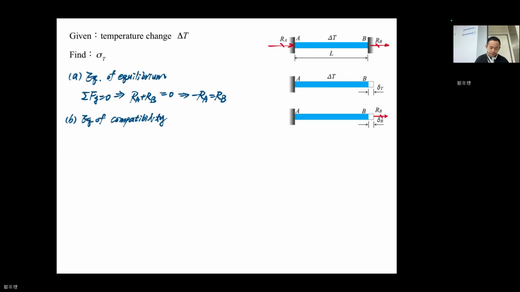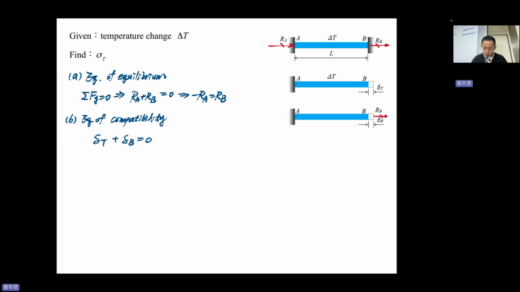So our equation of compatibility is delta T. Oh, by the way, the RB will cause delta B. The RB is the force. If you don't have the wall, but you have RB, RB will make the delta B here. So delta B and delta T should be summed up together as 0, because they all go to the right hand side. Although you know your assumption is incorrect, you need to stick to your assumption. This is the most important thing.